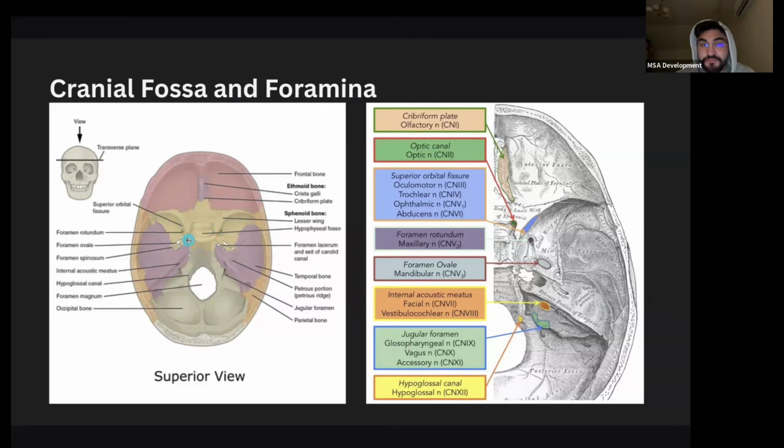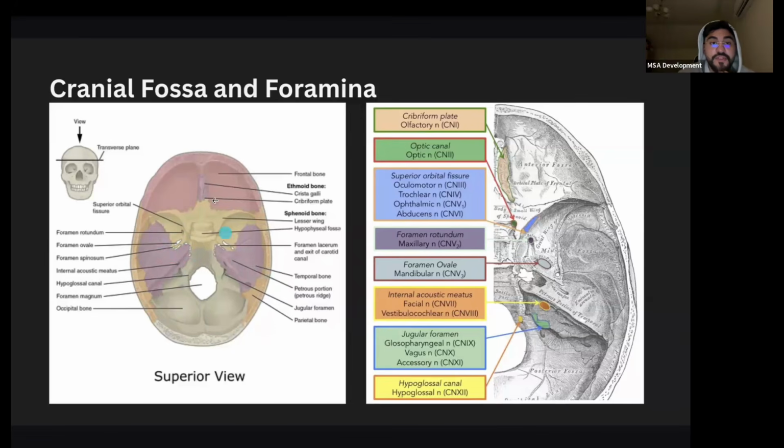foramen rotundum. All right, foramen rotundum, what passes through it? The maxillary nerve, which is a branch of the trigeminal. So it's the second branch of the trigeminal. Then you have the foramen ovale. Foramen ovale, what passes through it, you'll have the mandibular nerve. And then you'll have foramen spinosum. What passes through foramen spinosum? I think that's gonna be your middle meningeal artery.